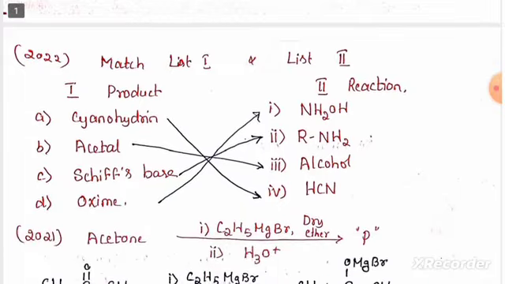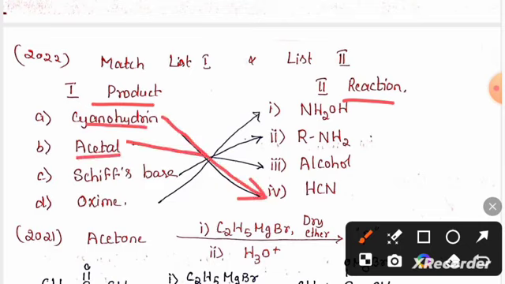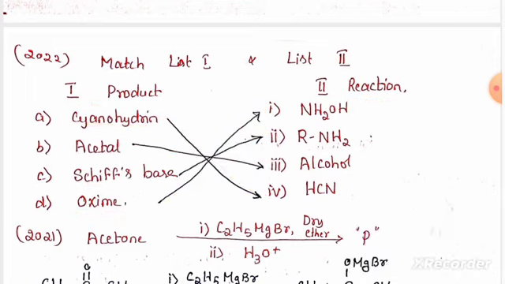In the next question also match the following, 2022 NEET question. We have in one column product, in another column reaction we need to match. Cyanohydrin is formed on treating with hydrogen cyanide. Acetal is formed on treating with alcohol. Schiff's base on treating with primary amine, and oxime on treating with hydroxylamine.